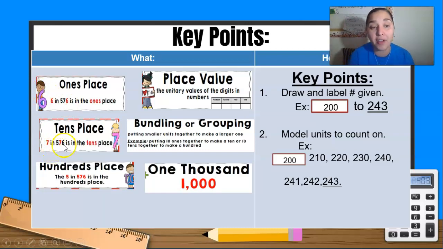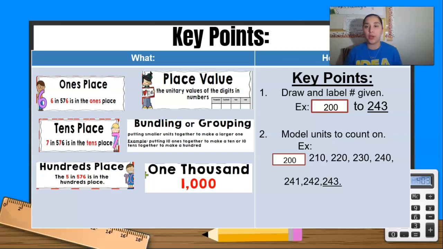Still using the number 576, the digit 7, it's in the tens place value. Still with the same number 576, but the digit 5, it's in the hundreds place, boys and girls. And after the 100, well, it's 1,000. And how do we do that? Each unit can only hold 9 ones. When you make the 10th, you have to bundle it and you go to the next unit. Those are the important words that we need to learn.